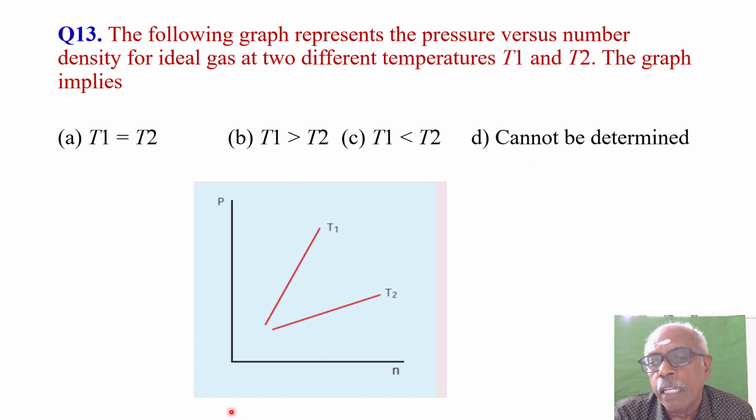So this is the graph. Here is the number density. What is number density? It is N by V, the number of molecules present in unit volume. It is taken along the x-axis and pressure is taken along the y-axis. How to solve these questions?